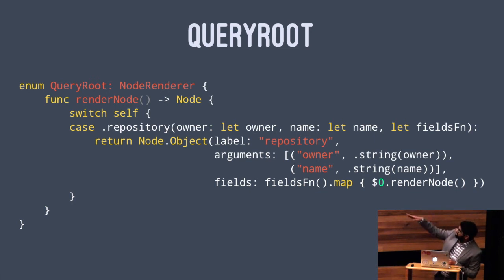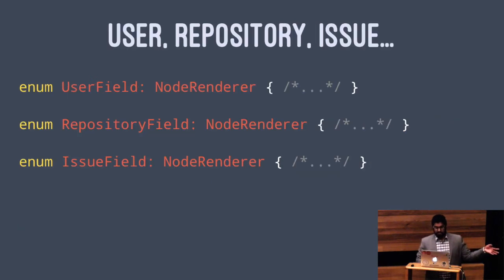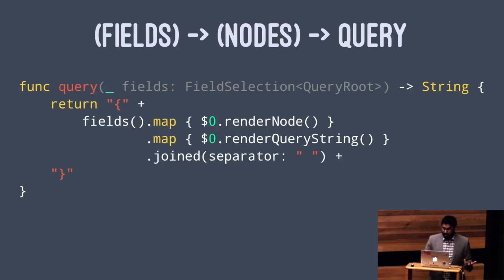And then we're going to have a list of fields. The fields are going to be mapped over, and they're going to be rendered into nodes themselves. The great thing is that by mapping over those nodes and having this recursive generation, we're going to guarantee that every enum in our type structure conforms to node renderer. And so now we're able to put the whole thing together. We have a type DSL that converts to this node DSL, which then can be rendered to a query string.